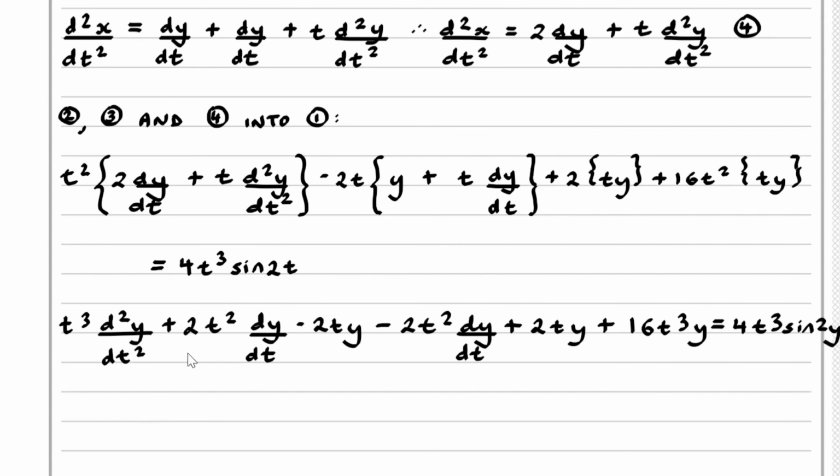So let's think about what simplifies this, and then we've got this and this, and then if I divide through by the t cubed, what we end up with is d squared y over dt squared plus 16y equals 4 sine 2t, and that's what we wanted to show.